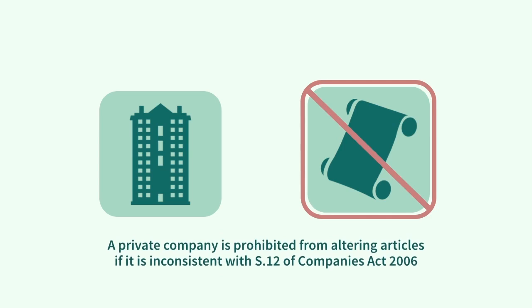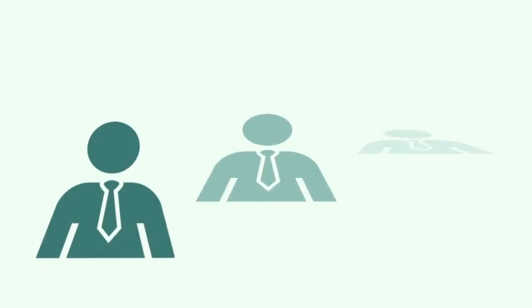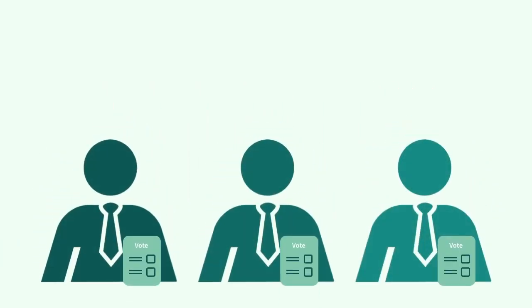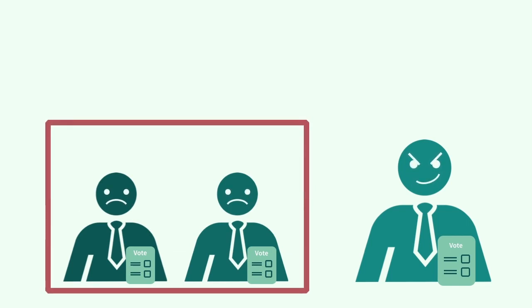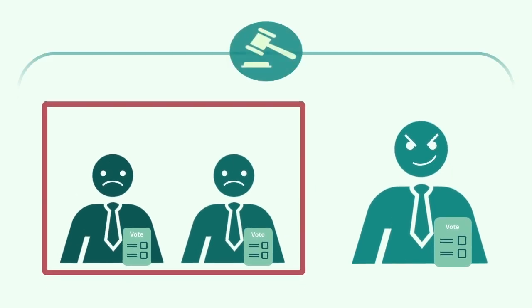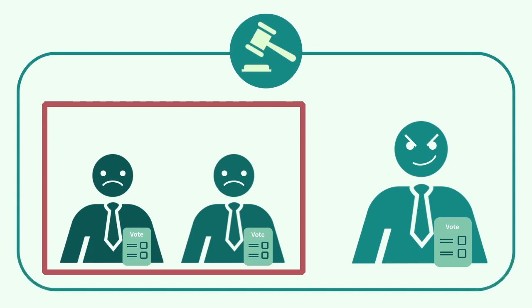A private company is also prohibited from altering its articles if the alteration is inconsistent with the requirements of Section 12 of the Companies Act 2006. The alteration of a company's articles is also subject to some limitation on the member's voting power. The member must vote in the best interests of the company as a whole. Although a member may exercise his votes freely, it must not result in the oppression of other members or be tainted with mala fide. The court will not interfere in the freedom of voting of the shareholders, unless unreasonable decisions are made.